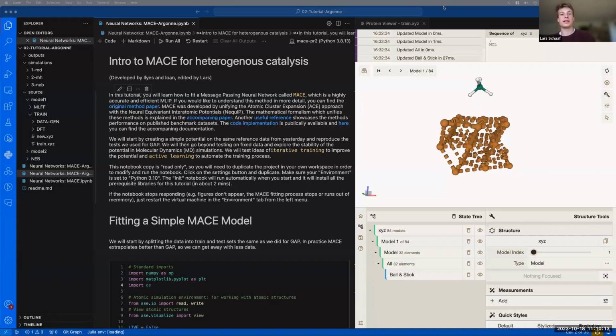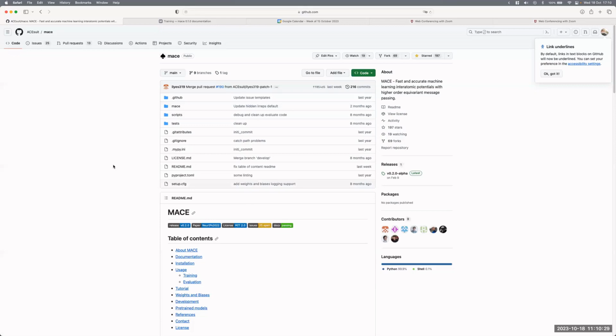So I'll quickly share my desktop now, my second desktop. I hope that's visible. You should be seeing a Jupyter notebook. Could someone just quickly tell me if they can see that? Yeah, we can see that. Perfect. Okay, great.